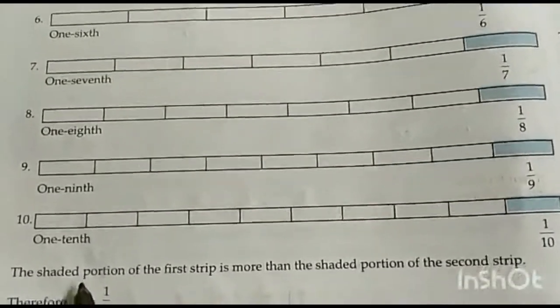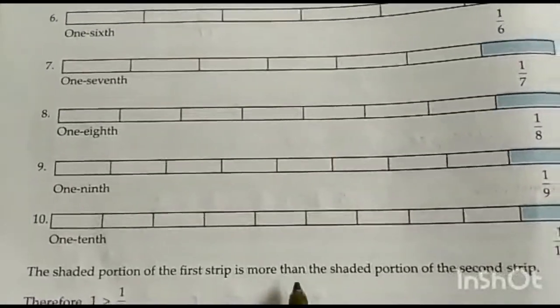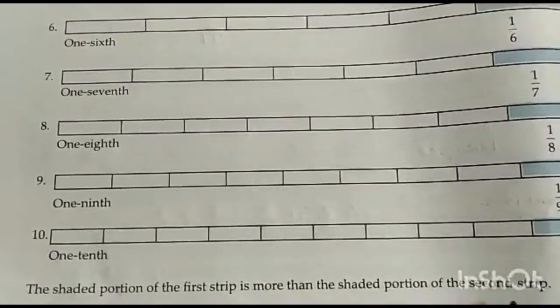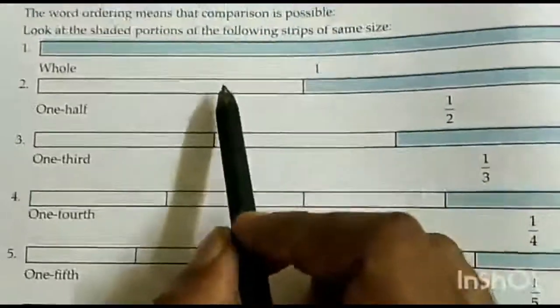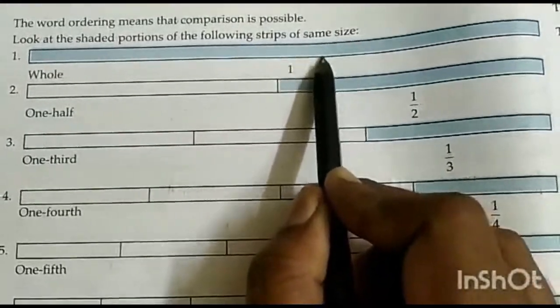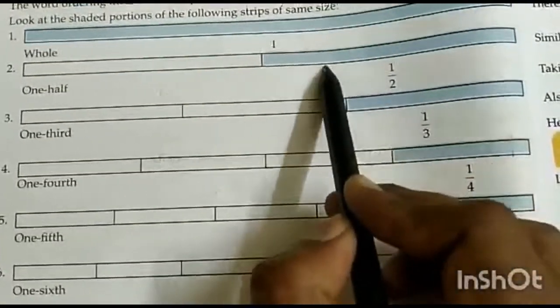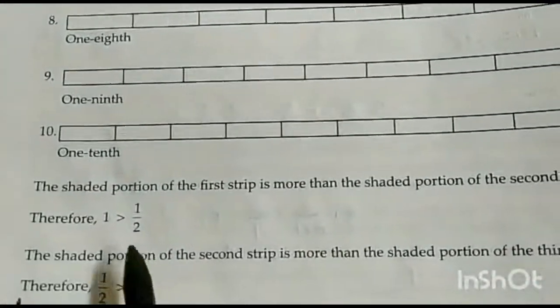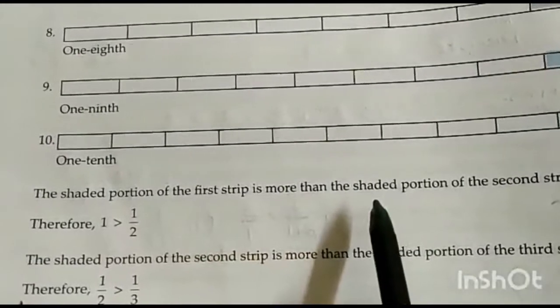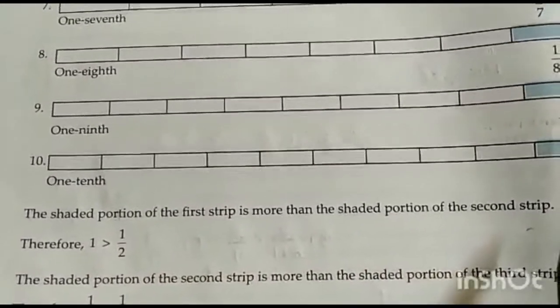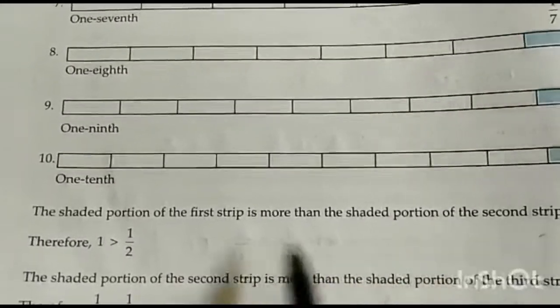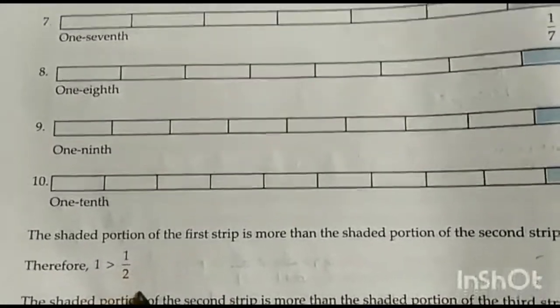You have to see that the shaded portion of the first stripe is more than the shaded portion of the second stripe. The first one is fully shaded, but in the second one only half is shaded. So which is the big one here? 1 or 1 by 2? Here only half is shaded, but here the whole part is shaded. That means the shaded portion of the first stripe is more than that of the second stripe, because the first one is more shaded. So therefore 1 is greater than 1 by 2.